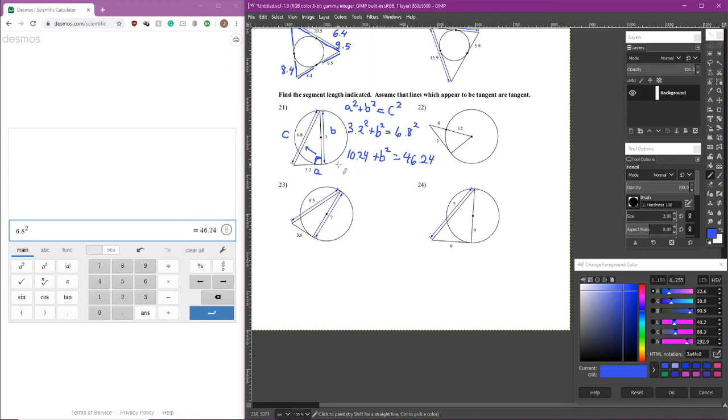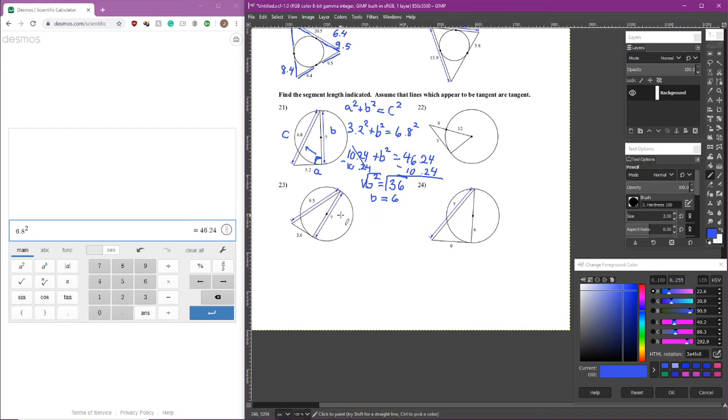We want the variable all alone, so we subtract away 10.24 on both sides. B squared equals 36. And then the square root of B squared is the square root of 36, and you guys know 6 times 6 is 36, so the square root of 36 is 6. And that's done.